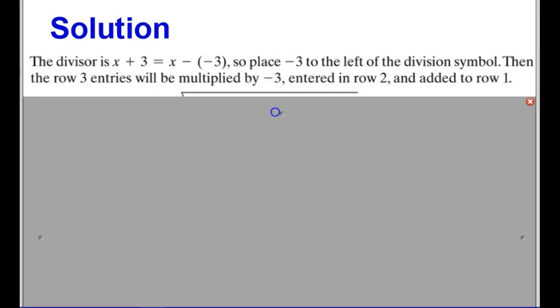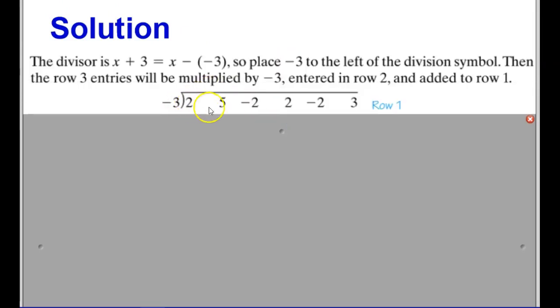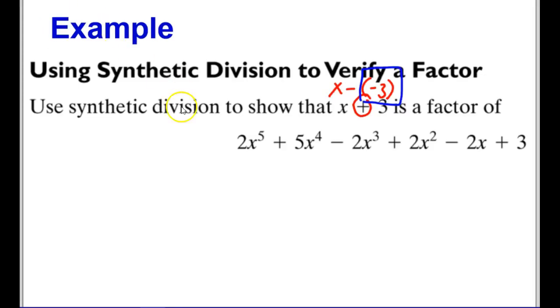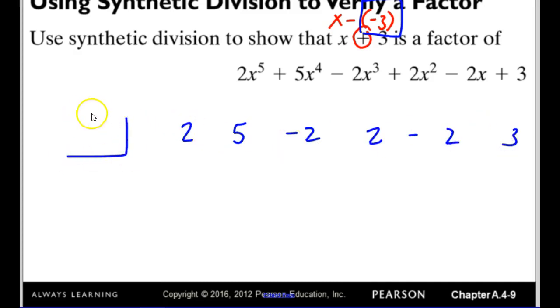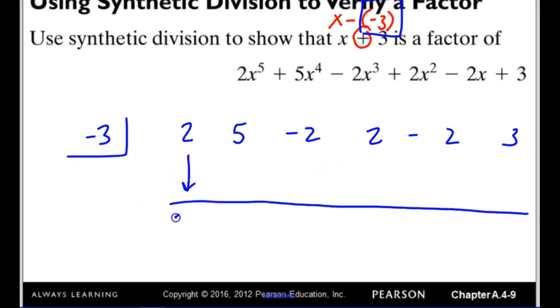Okay, so let's look at this solution. Again, I place my coefficients. Let's work through this one on this page. I'm going to have my coefficients being 2, 5, negative 2, 2, negative 2, and 3. Then my number over here, and you can draw it this way. A lot of books draw division using synthetic division this way. It doesn't really matter, but I've got this negative 3 out here. The first thing I do is I bring down this first term, so I've got 2. Then I multiply. Negative 3 times 2 gives me negative 6. Then I add. 5 plus a negative 6 is negative 1.